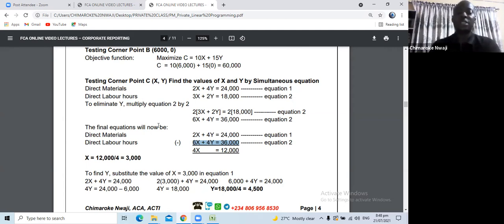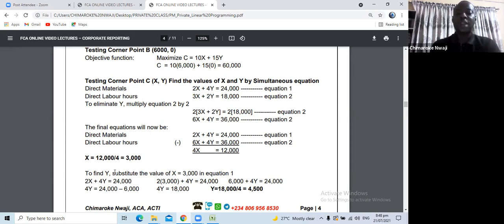So we can eliminate using the minus sign. We can say top minus bottom, or we can say bottom minus top to give you the same thing. So this will give me 4x equals 12,000. And when you divide 12,000 by 4, your x is now 3,000 units.